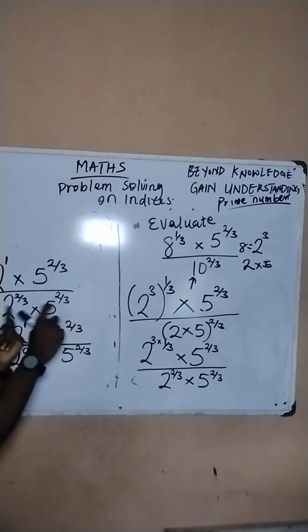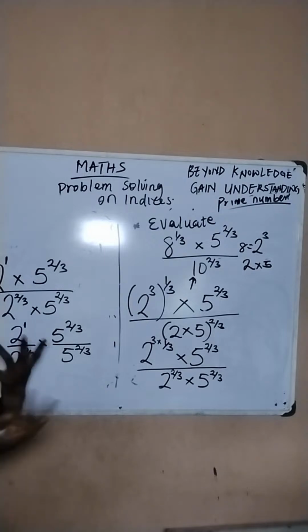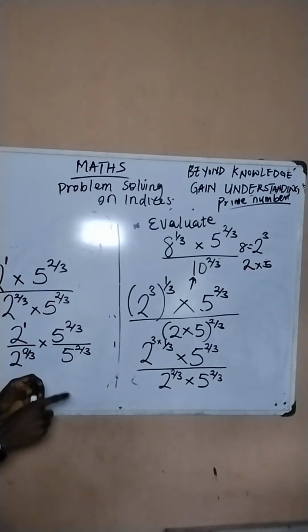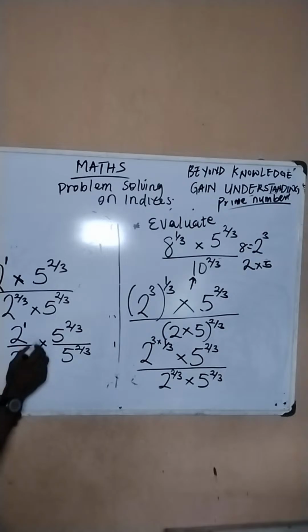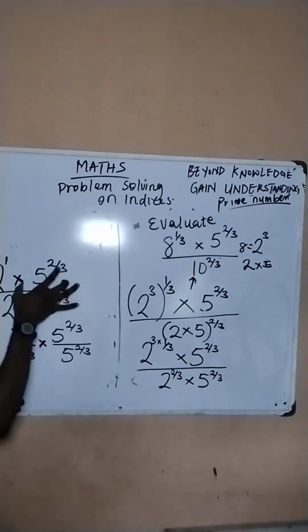Everything here is divided by this. This 2 raised to the power of 1 times 5 raised to the power of 2 over 3 is divided by 2 raised to the power of 2 over 3 times 5 raised to the power of 2 over 3. So what I basically did was to separate it, because there's an invisible multiplication sign here. It's still multiplying. They're still the same thing. You can join this back according to the fraction rule and you still get back this.